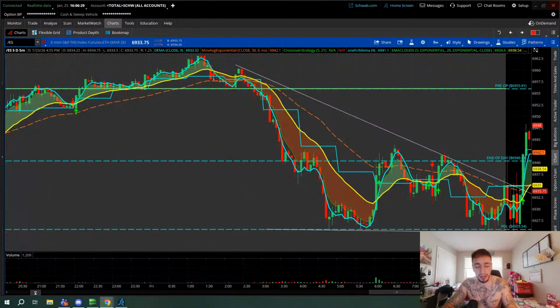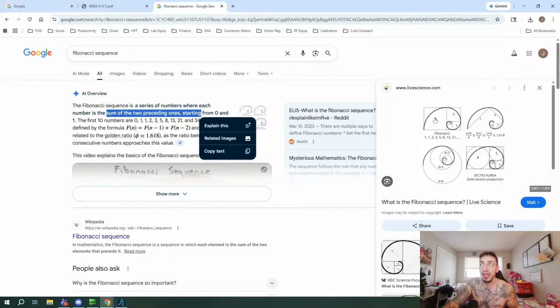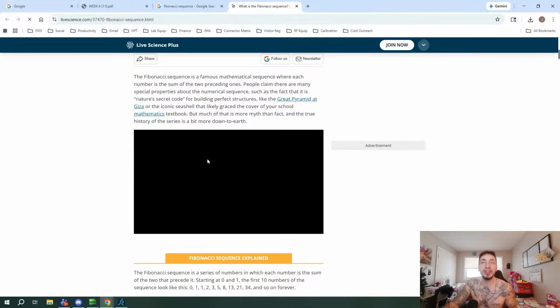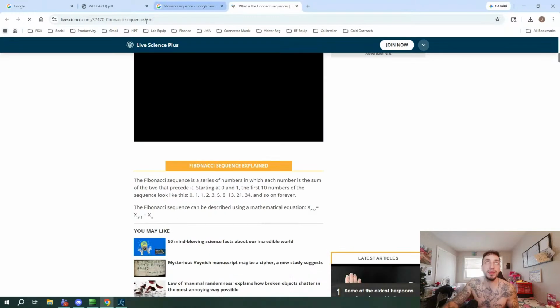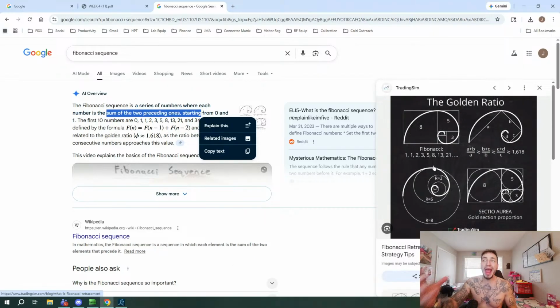Let me, I actually want to show you. Hold on. Let's do a little deep dive into the Fibonacci sequence right here, because it's actually a really cool concept. The Fibonacci sequence is a series of numbers where each number is a sum of the two preceding ones, starting from 0. So a mathematical equation, it looks something like this, right? And if I blow this up right here, you'll notice the Fibonacci sequence is in everything in the universe. It's not just the market. It's a pattern that is spotted across the whole universe.